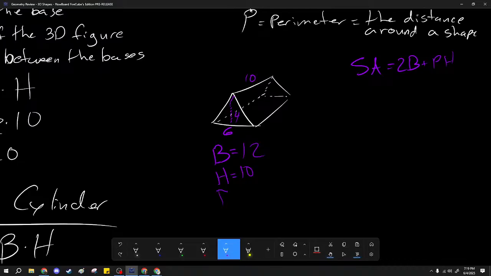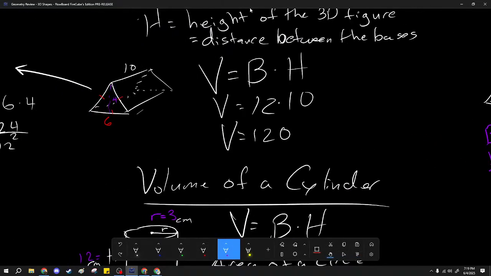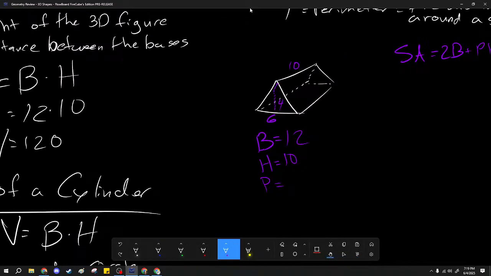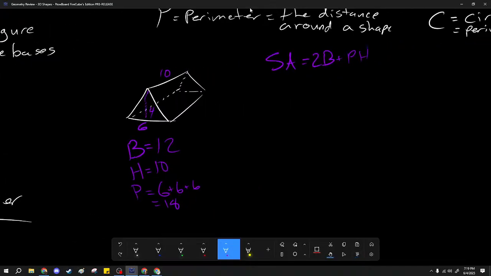The last one we need to solve for is the perimeter. The perimeter is not the perimeter of the whole thing, it's the perimeter of the base. In this case, it's our triangle. In our other example, we established that all the sides are equal. So I have 6 plus 6 plus 6, which is 18. I now have all 3 numbers that need to go into this equation.